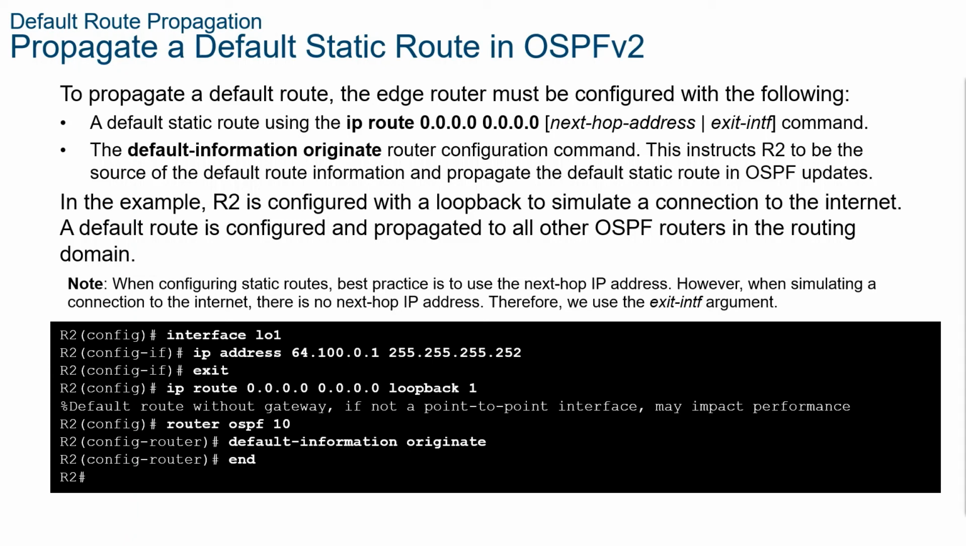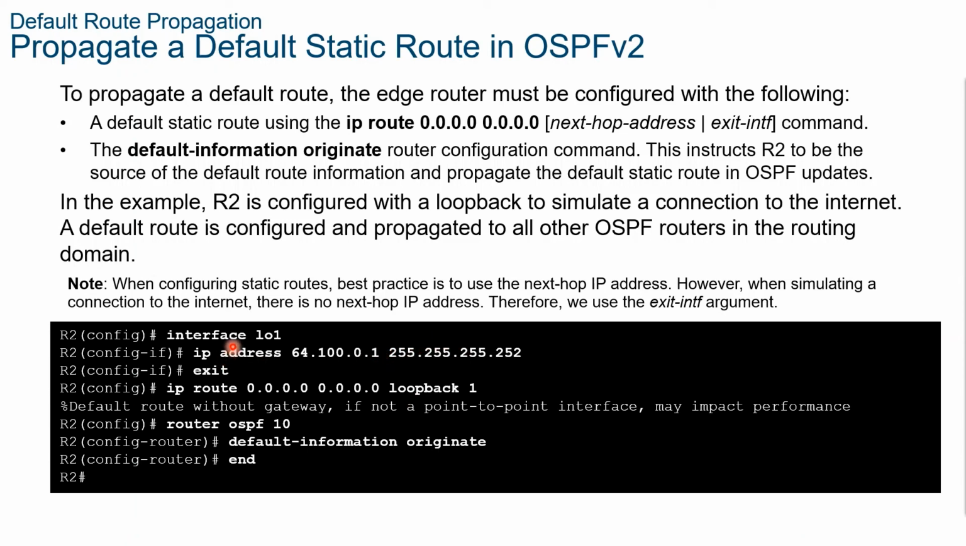To propagate a default route, the edge router, which is R2 in the previous topology, must be configured with the following. We could have a default static route using the ip route 0.0.0.0 0.0.0.0 command. We have the option to use the next hop IP address or the exit interface, like what we did on static routing. Now, the default-information originate router configuration command instructs R2 to be the source of the default route information and propagate the default static route in the OSPF updates.